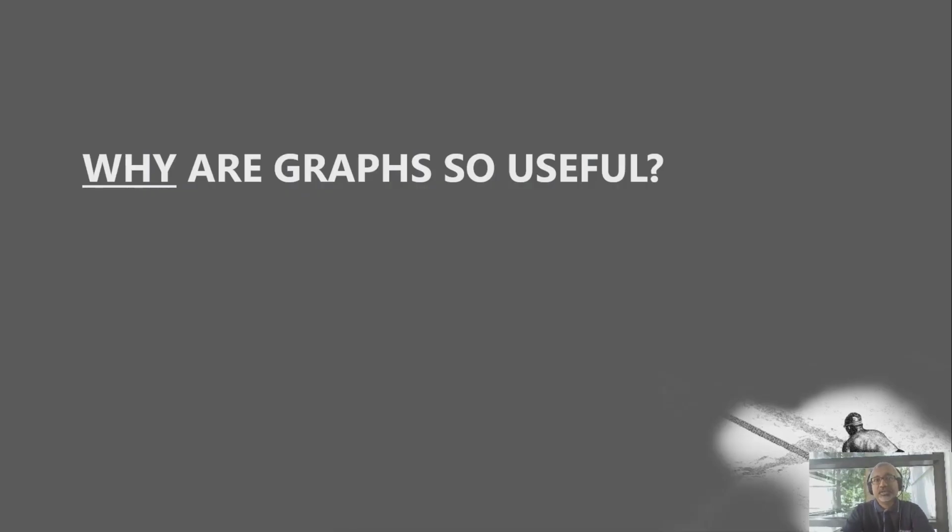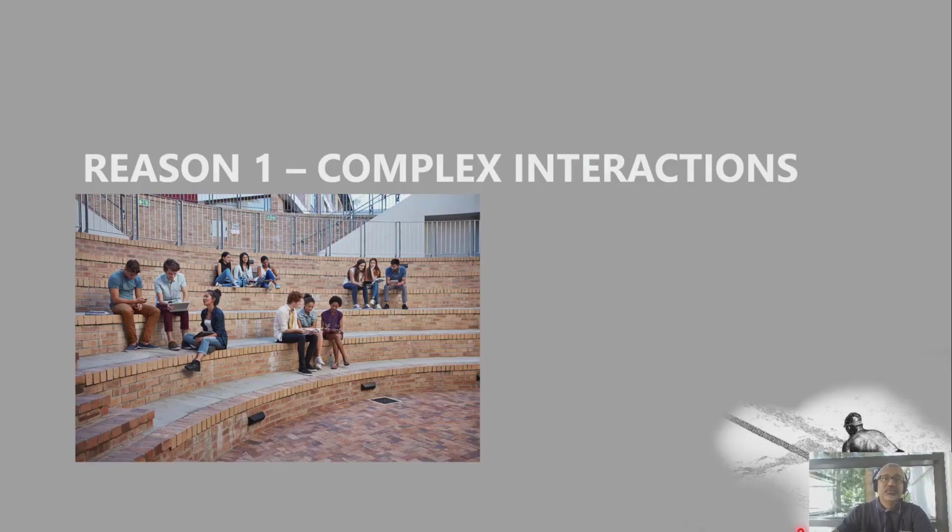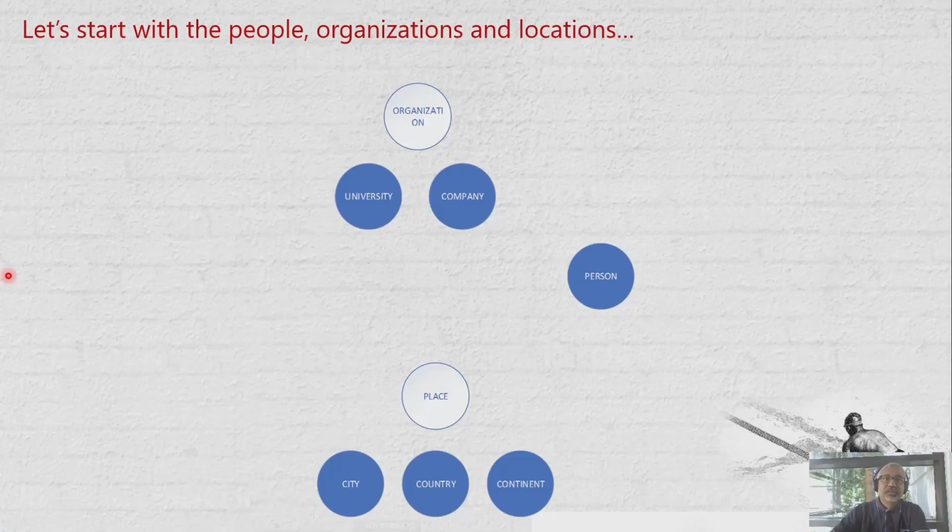We will start by trying to answer the question, why are graphs so useful? To do this, we will use the analogy of a real-world social network, whether it is a professional one or a purely social one. To start with, let's think of the entities, the things that are in this network. You have people, of course. You have universities and companies, both of which are a type of organization. You have places, which may be a city, a country, or a continent that they live in.